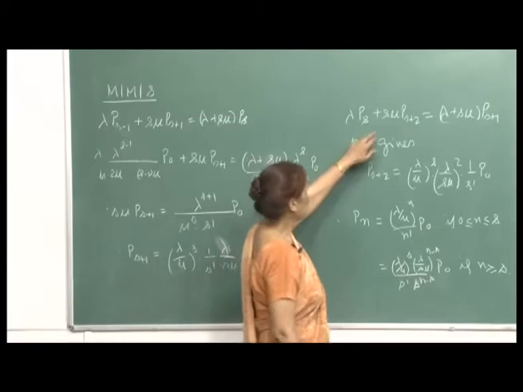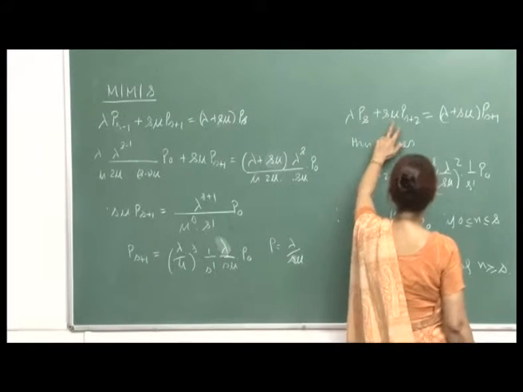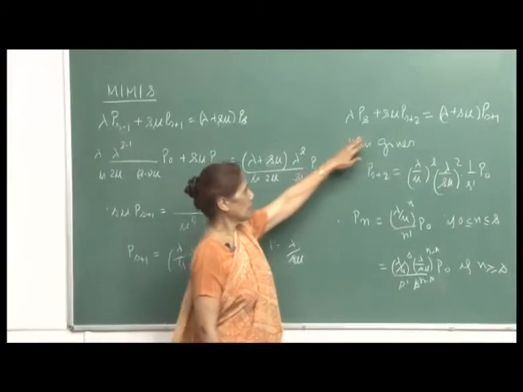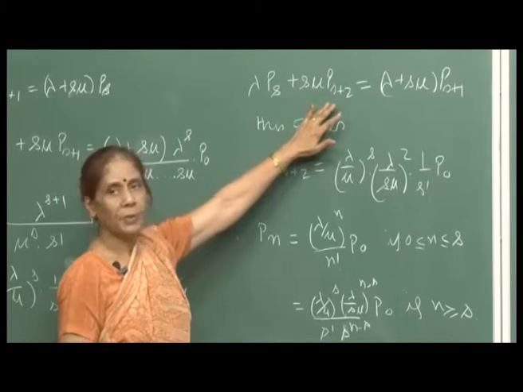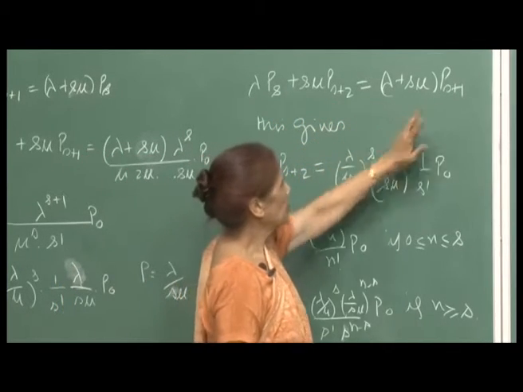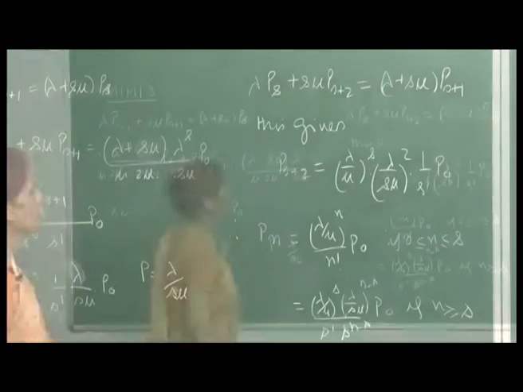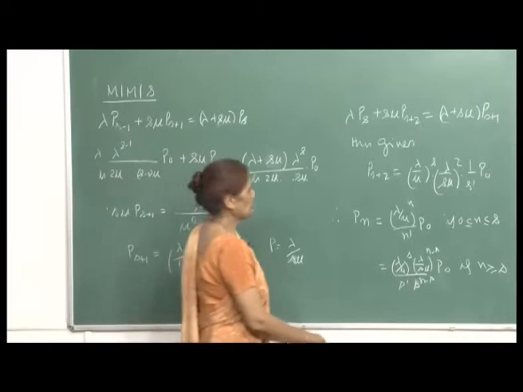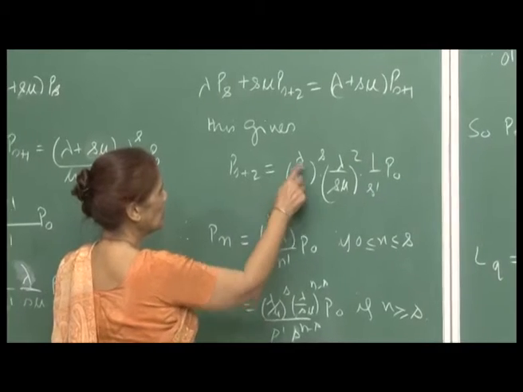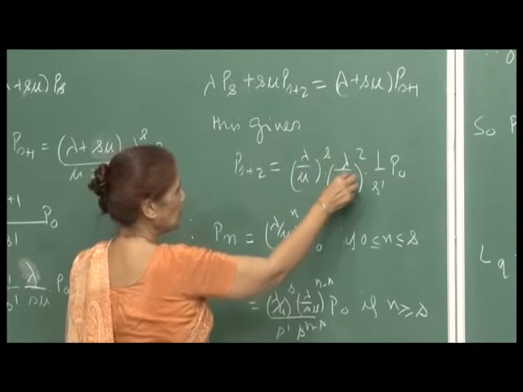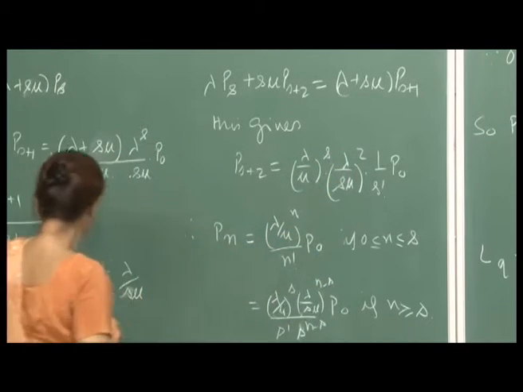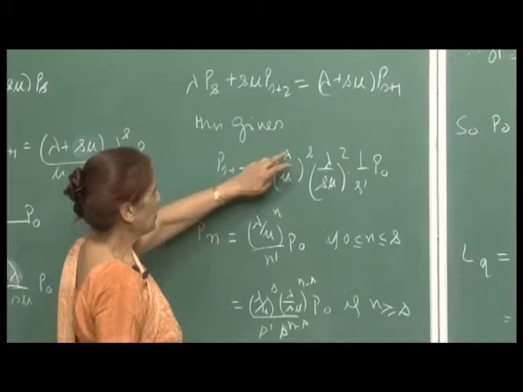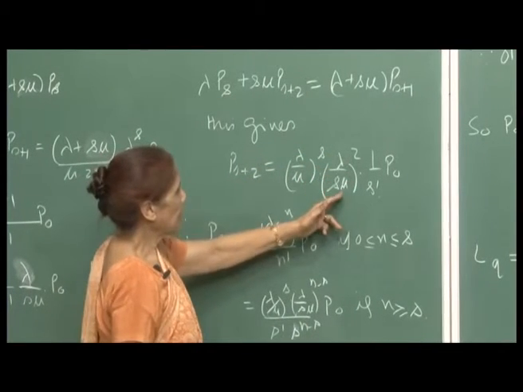Now if you write lambda Ps, then s mu P(s+2), because after you have more than s people, the same service rate will continue. So s mu into P(s+2) is equal to (lambda plus s mu) into P(s+1), and when you substitute for Ps and P(s+1) from here, you will get that P(s+2) is equal to (lambda by mu)^s upon s factorial into (lambda upon s mu)^2. This is the factor which goes on increasing; (lambda by mu)^s upon s factorial is common, and then it is (lambda by s mu) squared.